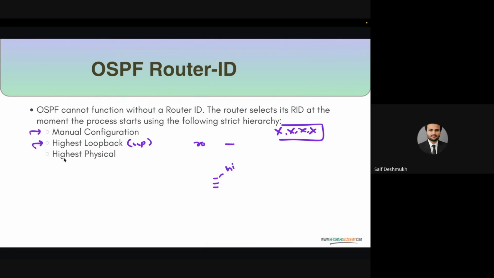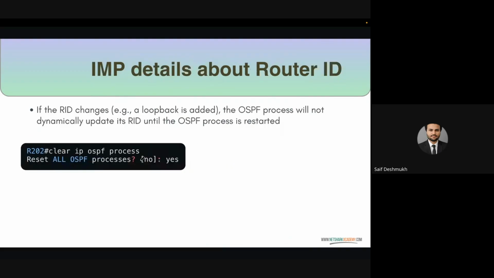Assuming we don't have a loopback on that router, at least we should have a physical IP address configured. And among the multiple IP addresses, the highest physical IP that is in up state, that interface IP address will be taken as the router ID automatically.